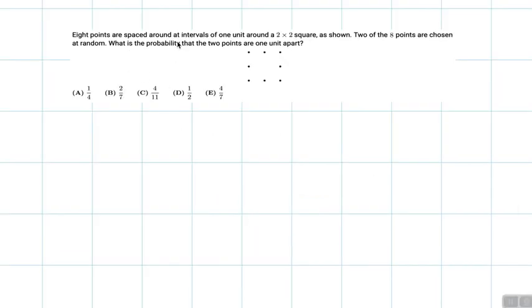8 points are spaced around at intervals of 1 unit around a 2x2 square as shown. 2 of the 8 points are chosen at random. What is the probability that the 2 points are 1 unit apart?